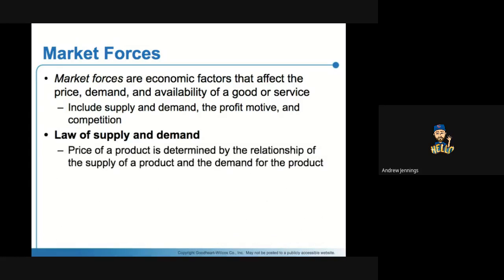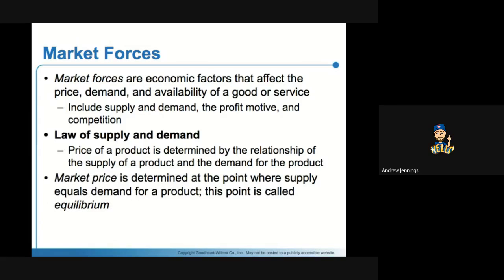So the price of a product is determined by the relationship of the supply, how much of the product there is, and the demand, how much consumers want that product. So it's the relationship between the two. Now, when we look at market price, that's determined at a point on the graph of supply and demand where supply and demand are equal for that product. And we like to call that equilibrium.